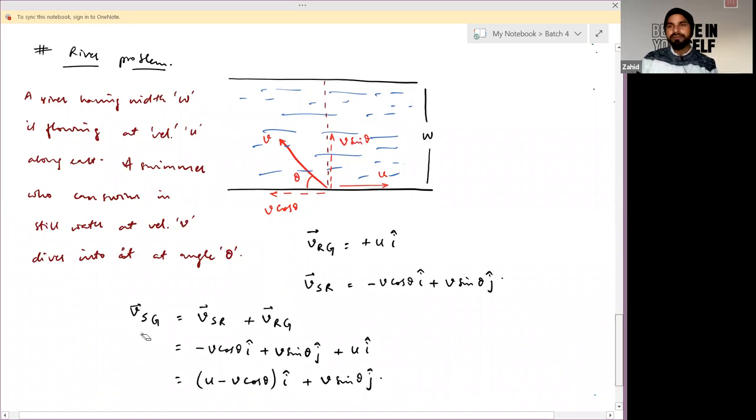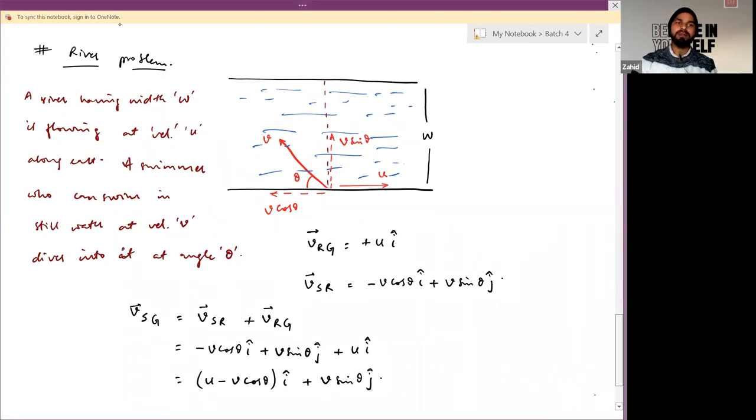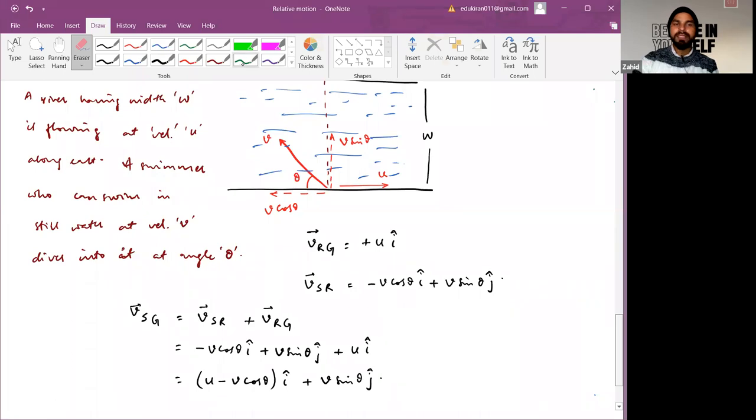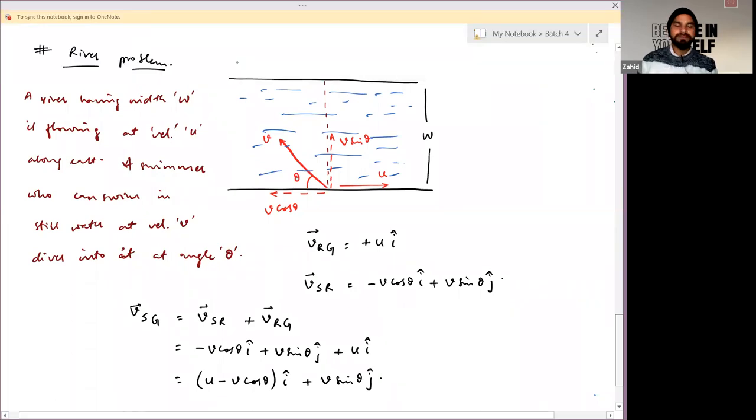Now, to define velocity of swimmer with respect to ground, we use velocity of swimmer with respect to river plus velocity of river with respect to ground. I have used a plus sign here because I have reversed the direction of a reference term. Now put the value of each term and simplify it. You'll get this part as well as this part. It means it will have two components of velocity, one along x-axis and the other along y-axis. Depending upon these two velocities, we may define two different terms.